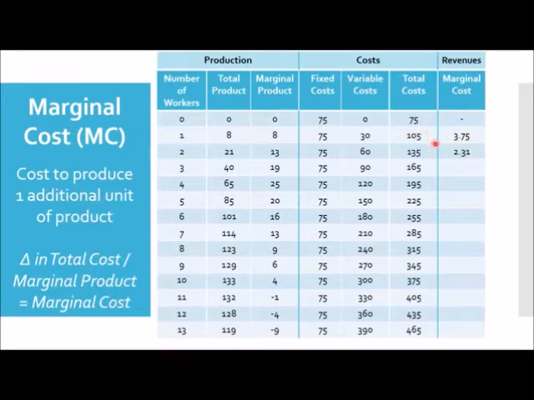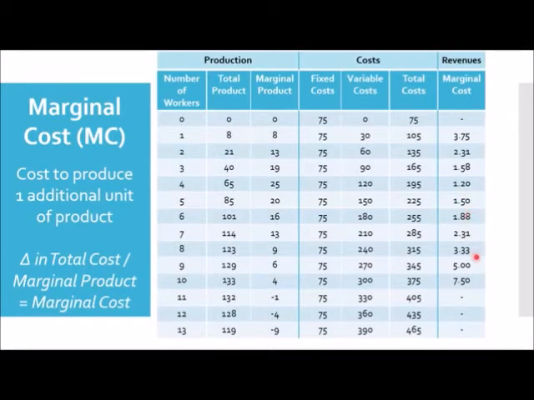Going from 105 to 135, we spent an additional $30. And by spending those additional $30, remember that second worker got us a little more product. They got us 13. So we would take that change in total cost of 30, divided by our marginal product of 13, and that gets us $2.31. And so if we just went ahead and solved that all the way out for each of these, we would find that our marginal cost decreases but then increases again.